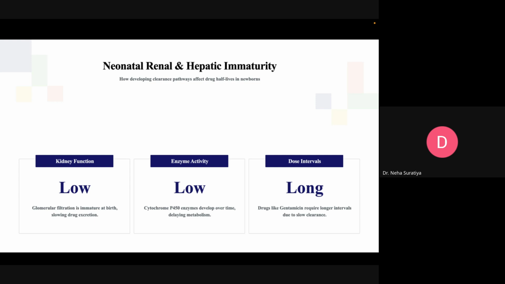Drugs like gentamicin require longer intervals due to slow clearance. Clearance is slow because of this kidney function, right? We need to have long intervals between the doses. We cannot compare it with adults. Okay, we need to give them the time to metabolize and to clear out the drug before the second dose. So yes, gentamicin in neonates we need to calculate mg per kg. Longer intervals are required to prevent accumulation and toxicity. Okay. So in neonates, dose size and dose timings are equally very important.